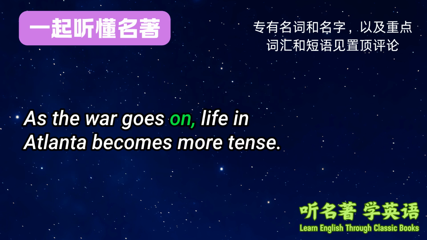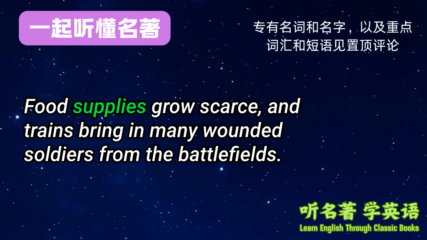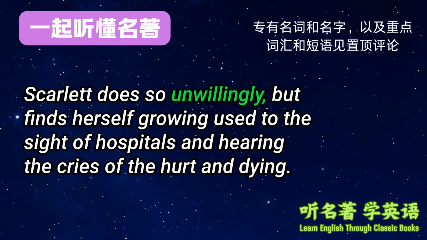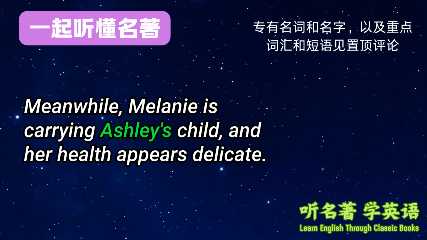As the war goes on, life in Atlanta becomes more tense. Food supplies grow scarce, and trains bring in many wounded soldiers from the battlefields. Every day, Melanie helps care for those who are injured, and she urges Scarlett to assist as well. Scarlett does so unwillingly, but finds herself growing used to the sight of hospitals and hearing the cries of the hurt and dying. Meanwhile, Melanie is carrying Ashley's child and her health appears delicate.